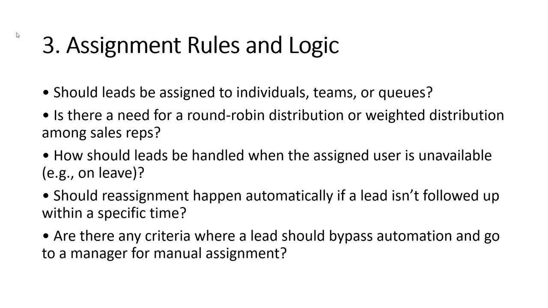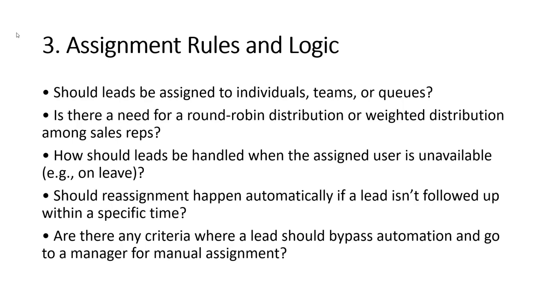So, assignment rules and logic. These are the questions you will ask on the assignment rules and logic. Should leads be assigned to individuals, teams, or queue? So now you will determine this. Is there any need for round robin distribution or weighted distribution among sales reps? If we are going for a queue, are we interested in round robin distribution, or will they assign themselves manually when the leads come into the queue? So you will basically clear those areas.